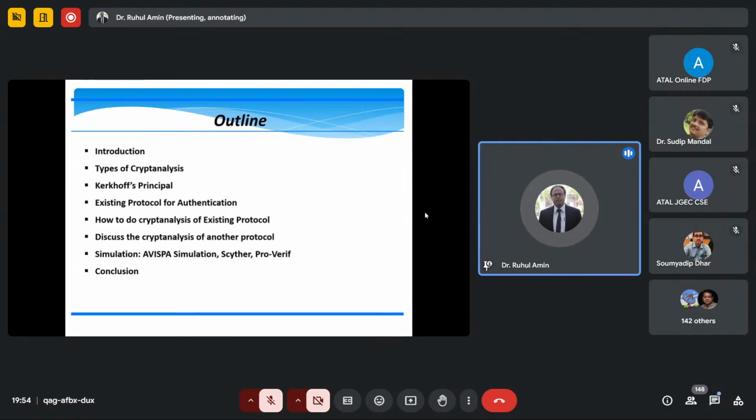So these are the outlines that I will follow: introduction, types of cryptanalysis, some Kirchhoff principle, some protocols, and how to do that protocol. Then I'll consider one example of an authentication protocol and, based on that, how to do the cryptanalysis. These are the things I'll be discussing.